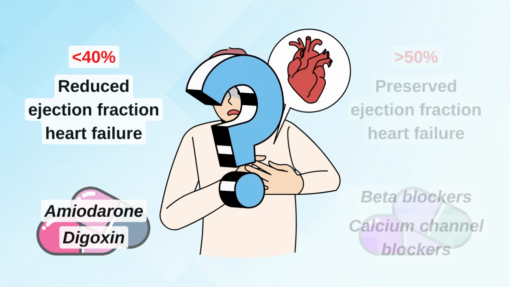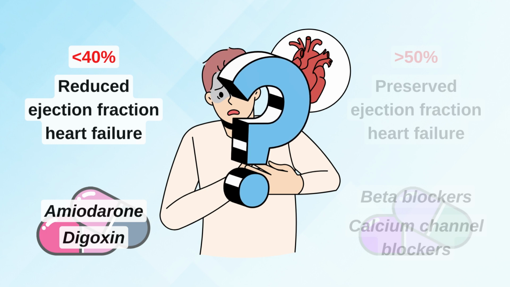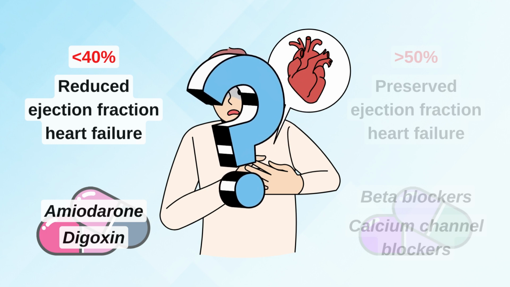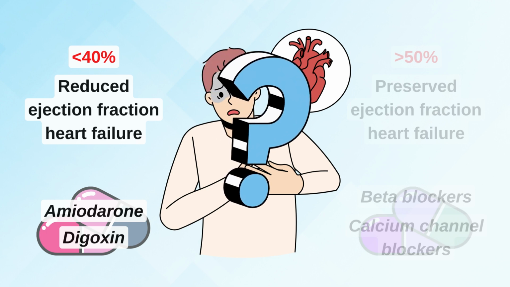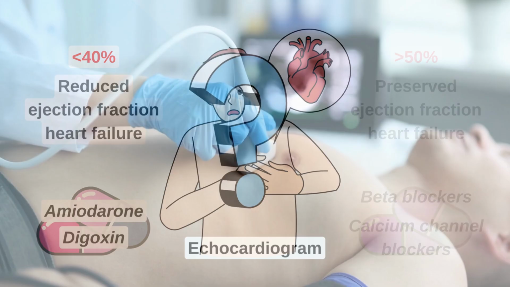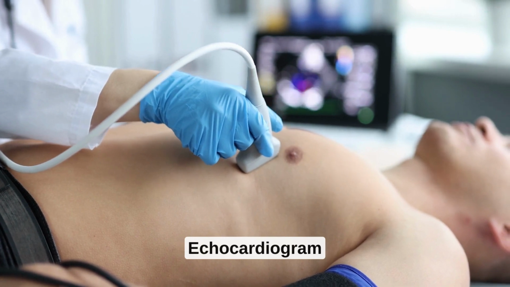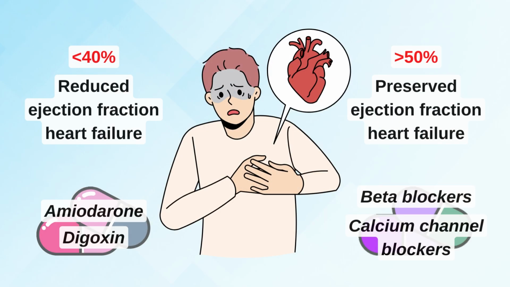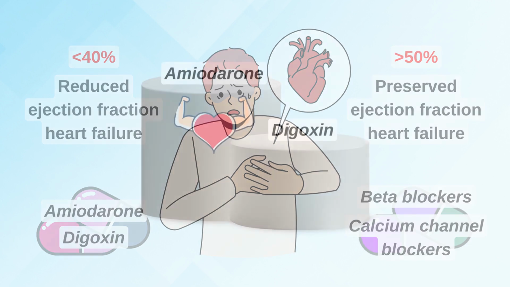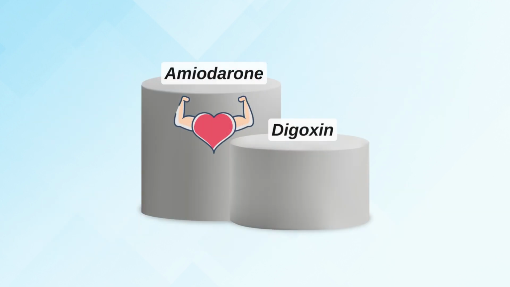Whenever we are not sure about what the ejection fraction is, then we should always treat it as if it was a reduced one. But in my opinion, an echocardiogram should always be done, and we should always categorize patients with reduced ejection fraction or preserved ejection fraction. And when choosing amiodarone or digoxin in patients with reduced ejection fraction, we have seen that amiodarone is the leader. It seems that it's more effective than digoxin.